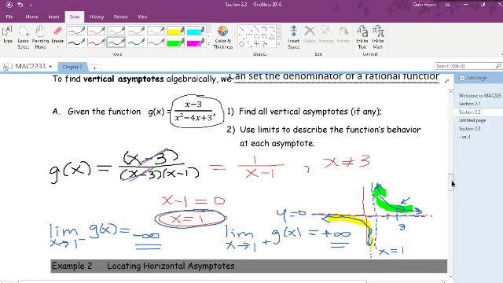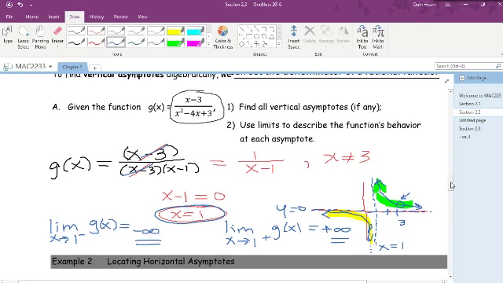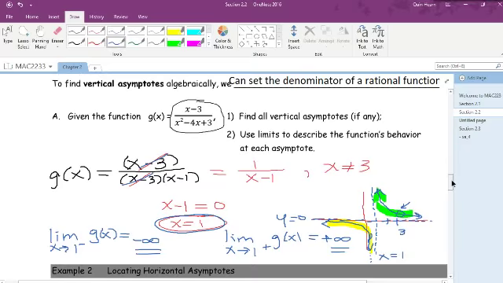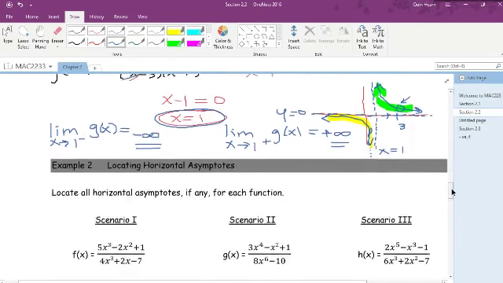Okay, now let's focus in. But the long and the short of it is, if it's a rational function, you'll just be able to set the denominator equal to 0, assuming that you've reduced, and you'll find any vertical asymptotes. And if you had some other kind of function, you would need to consider the limits as x approaches that number from the left or the right.